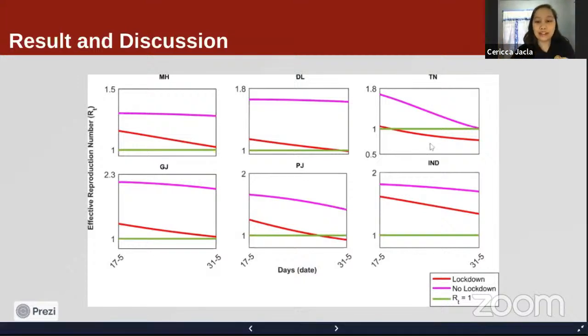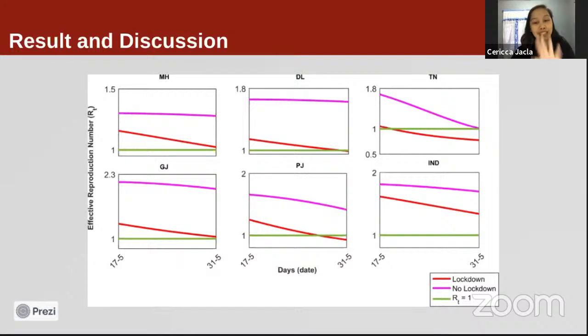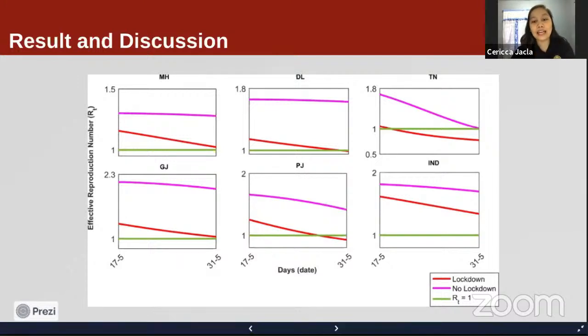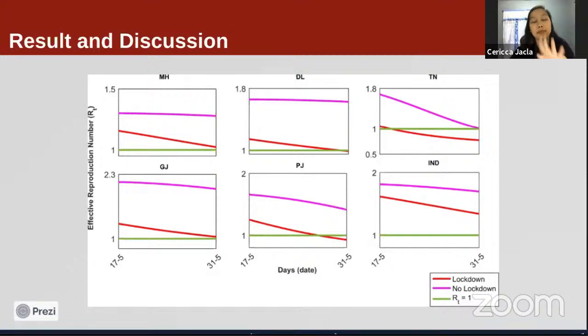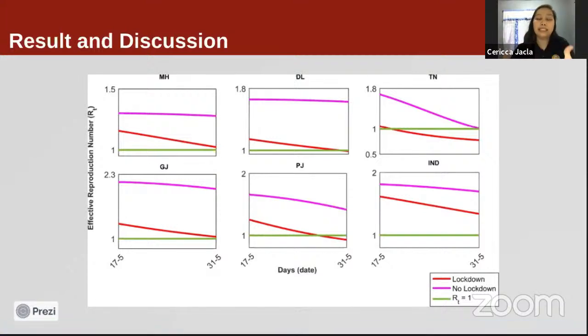So if you can see right here, for example, in Tamil Nadu with lockdown, it decreases, it goes beyond R sub t equals 1. Therefore, we can say that their current situation is under control.